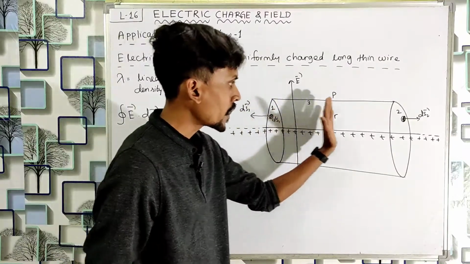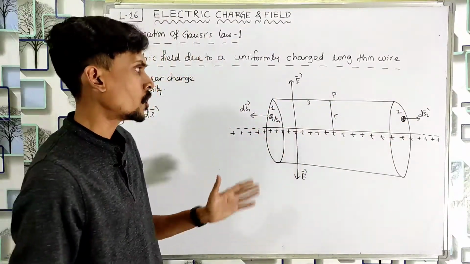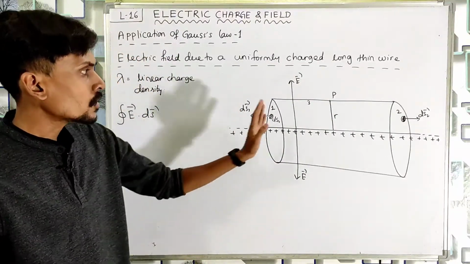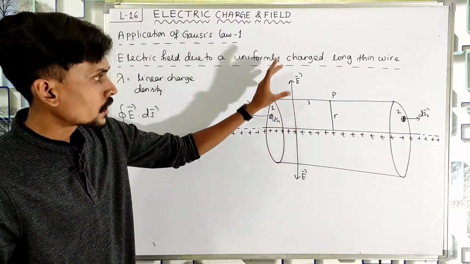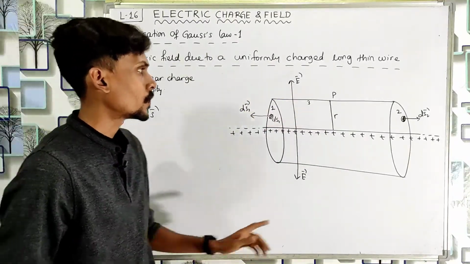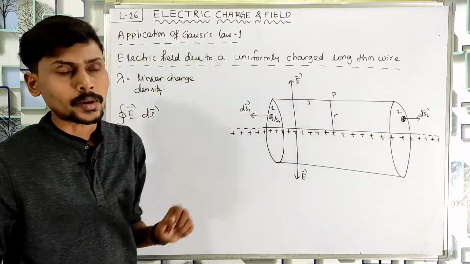So the electric field exists at every point, but I cannot draw the electric field lines throughout the diagram. It will make it messy. So I have drawn a single line here. So keep this one as a reference. ds1 and electric field perpendicular, ds2 and electric field perpendicular.